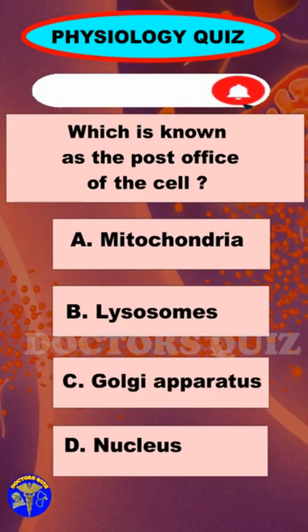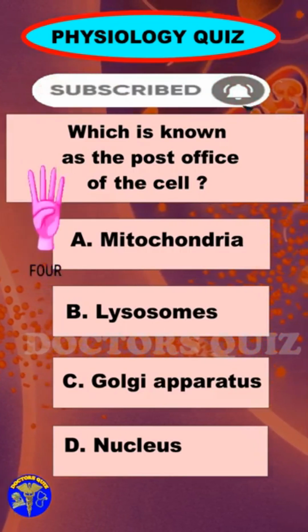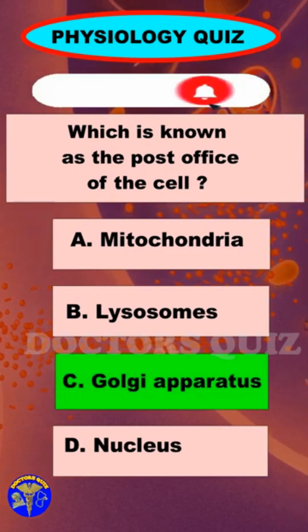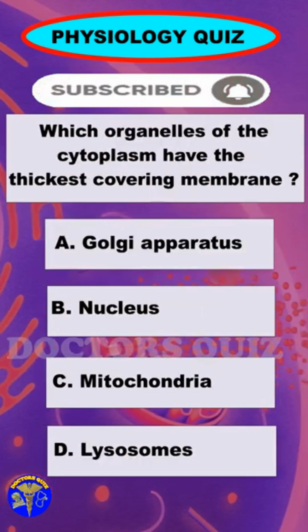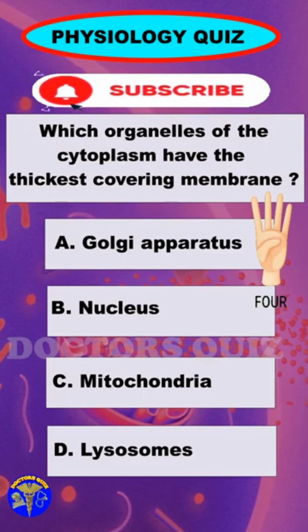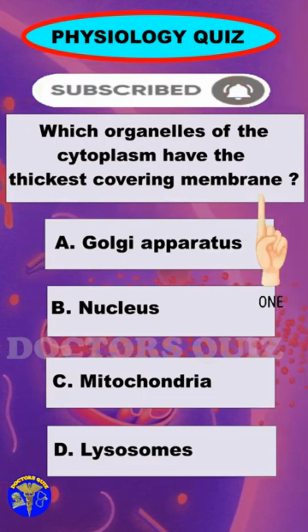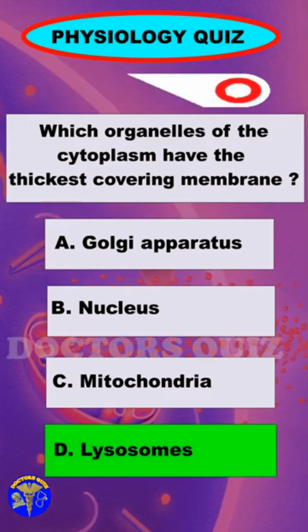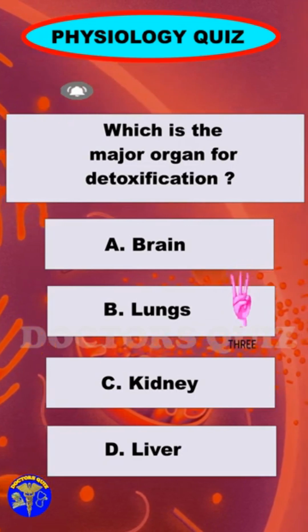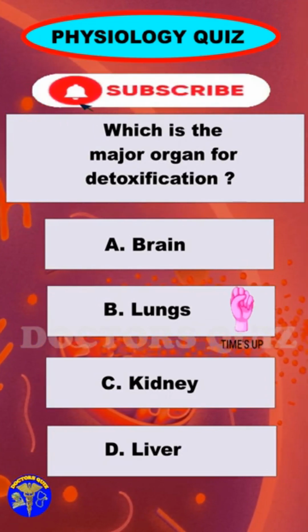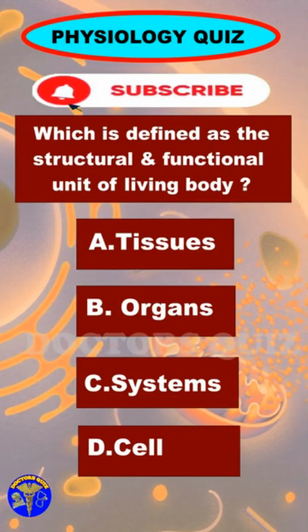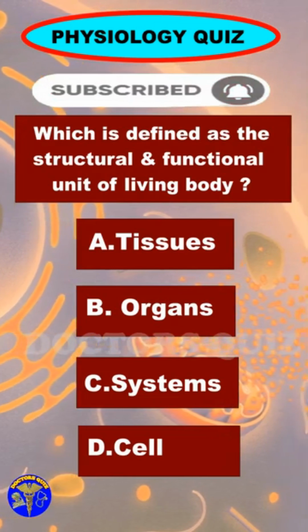Which is known as the post office of the cell? Golgi apparatus. Which organelles of the cytoplasm have the thickest covering membrane? Lysosomes. Which is the major organ for detoxification? Liver. Which is defined as the structural and functional unit of living body? Cell.